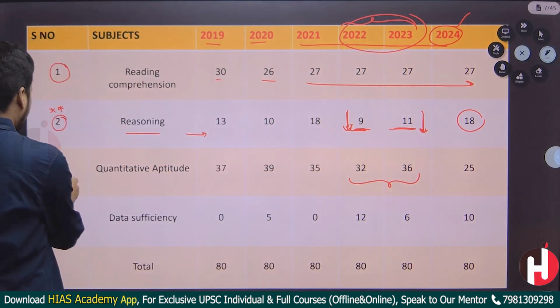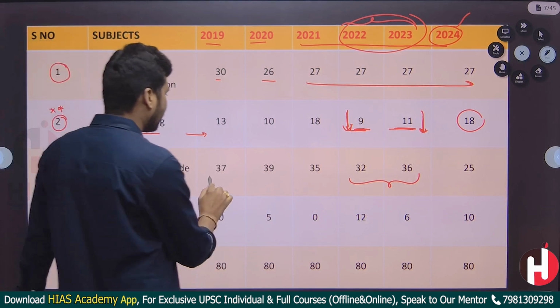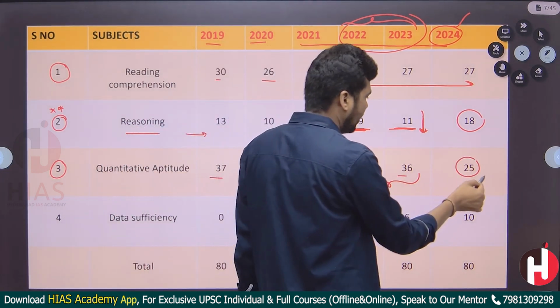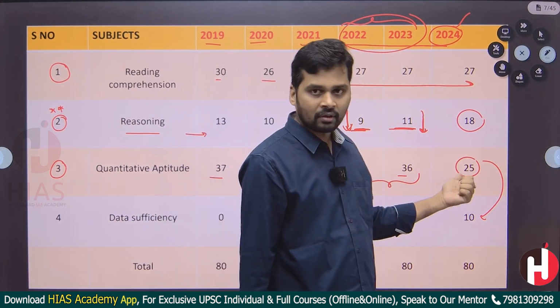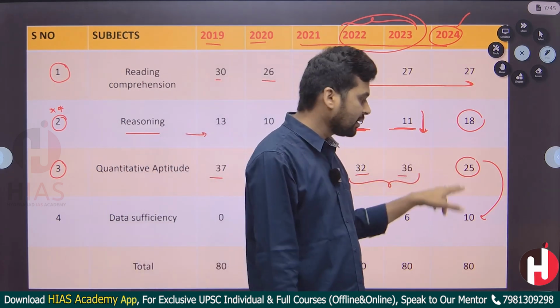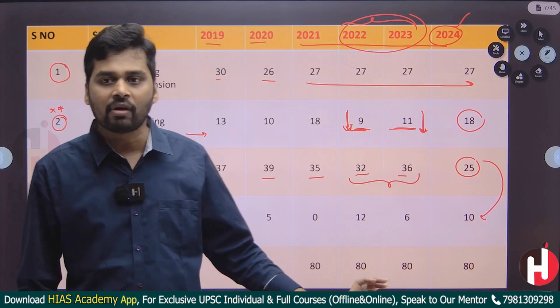Next, quantitative aptitude. The third part is quantitative aptitude, and the number of questions is 37, 39, 35, 32, 36. Even though it is 25, the rest of the 10 questions relate to the data sufficiencies. Again, quantitative aptitude. So you can say that it's not just 25, it's 25 plus 10, 35, because all data sufficiency questions are related to the quantitative aptitude.